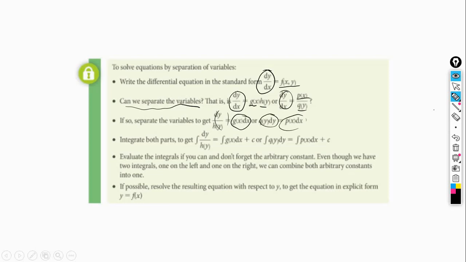Integrate both parts. So if you integrate both parts, these are all the possible integrations that you can get. Evaluate the integrals if you can, and don't forget the arbitrary constant. Even though we have two integrals, one on the left and one on the right, we can combine both arbitrary constants into one. That's something I forgot to explain, and maybe you were wondering why there's only one c and not two c's on either side. And then finally, if possible, resolve the resulting equation with respect to y to get the equation in explicit form, y equals f of x.